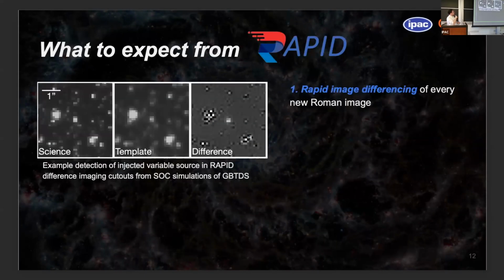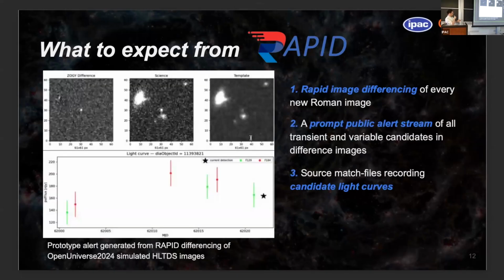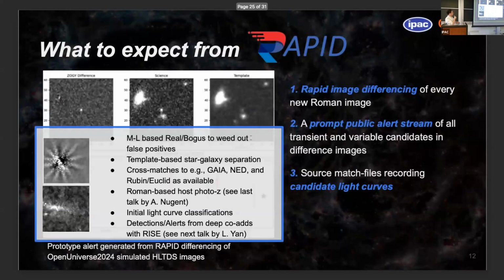So I'll just go through quickly again what to expect from us. These are examples of difference imaging that we've been testing with simulations from the SOC of the GBTDS, for example. And then again, we'll produce a public alert stream. So here's sort of a prototype that we made for our conference a few months ago. Now this is evolving quickly again. But we're hoping to include a lot of rich information so that you can make decisions and follow up transients as you like. So of course we'll have machine learning based real bogus to try to weed out false positives.